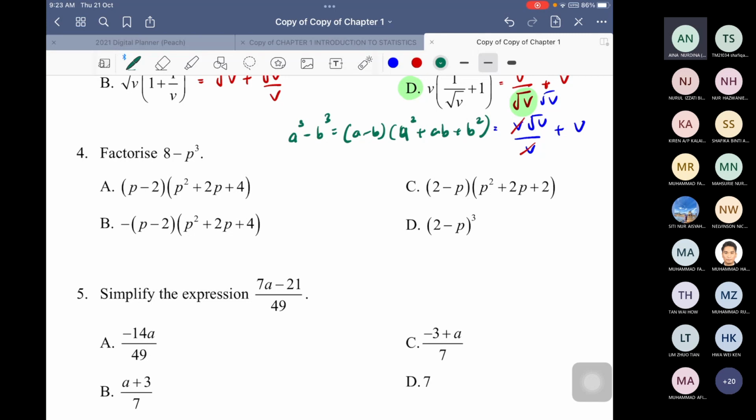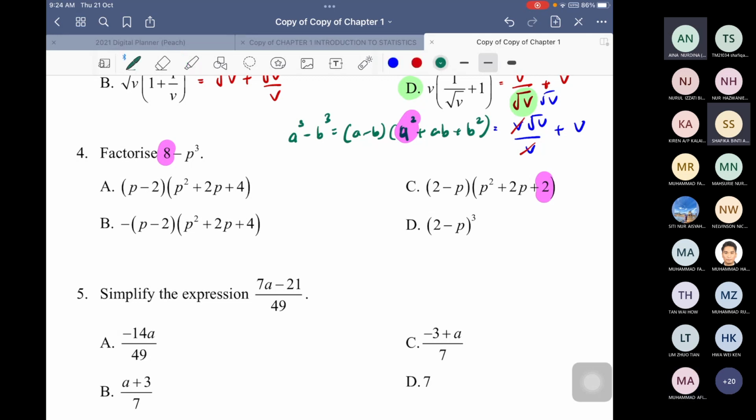C. Salah. Sebabnya nilai A dia 8 kan? So 8 dia sepatutnya ada 2 cube. So A square dia adalah 4 tapi kat sini 2. A. A.